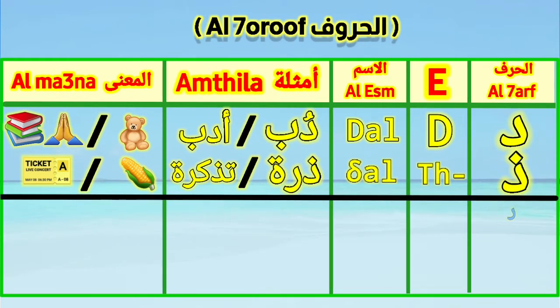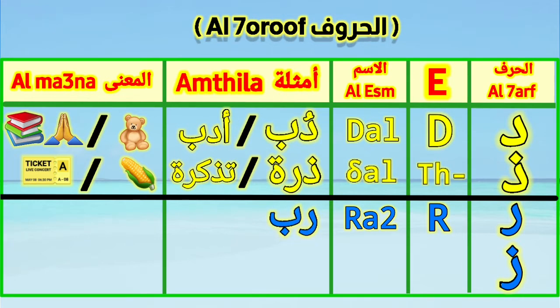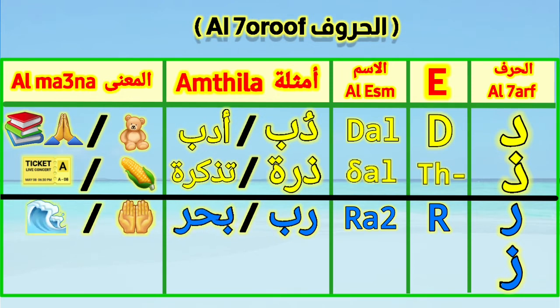The next pair were ra and zain, or zay. The first one, ra, same as the R in English, but with a more rolling sound, ra. Example for ra, we said رب. رب means God, and also بحر. بحر means sea. The sister of ra is zay or zain, the same sound as z in English.